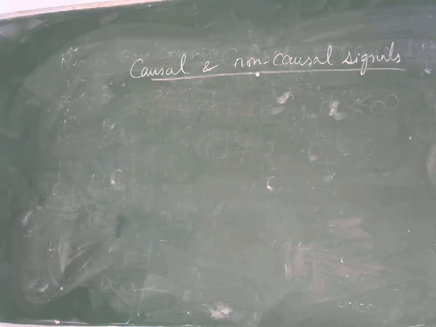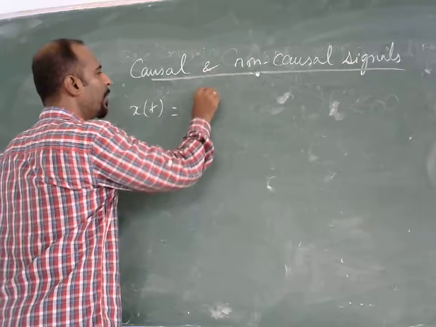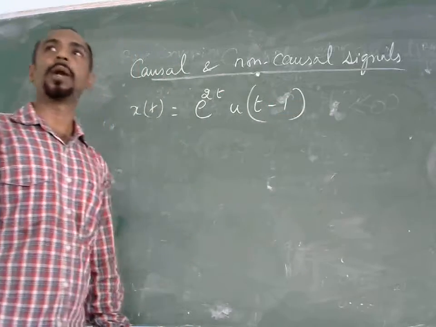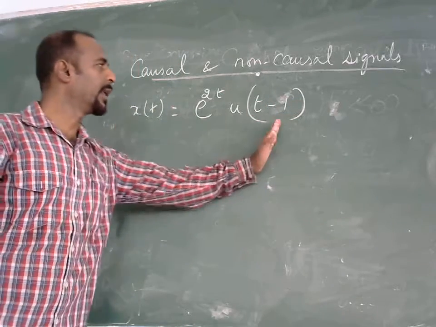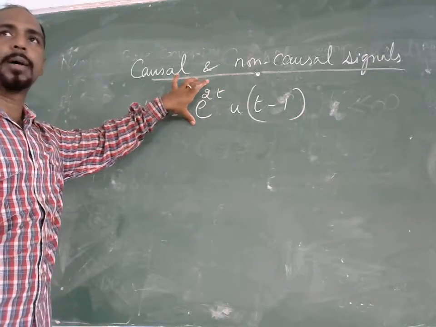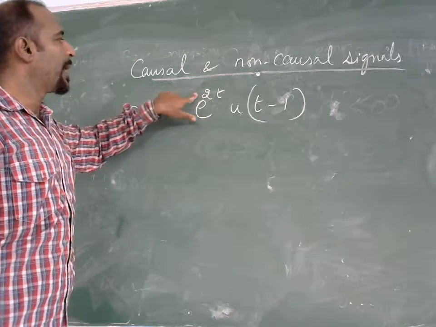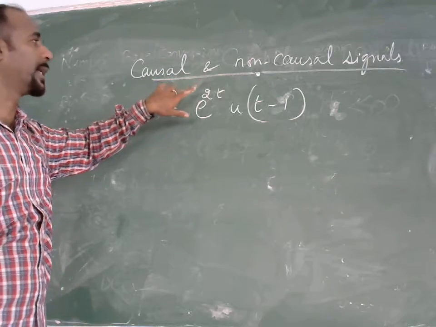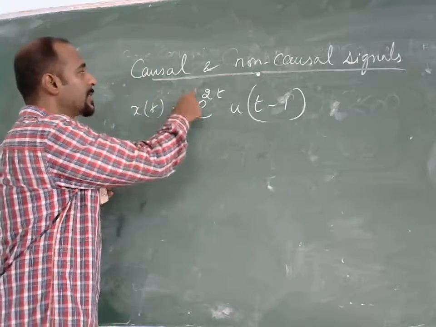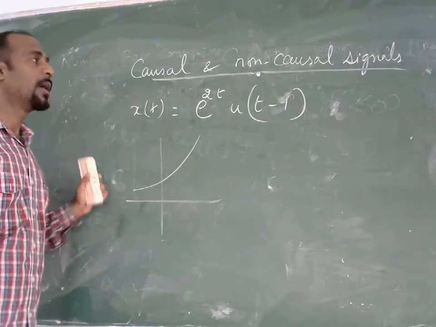Let us take some signals and analyze whether they are causal or non-causal. First signal, x of t is equal to e power 2t into u of t minus 1. Alright? If you look at this signal, e power 2t is an exponential signal, and since there is a plus sign here, this is a growing exponential signal. If it is a minus sign, then it will be a decaying exponential signal. Since this is positive, it will be a growing exponential signal.